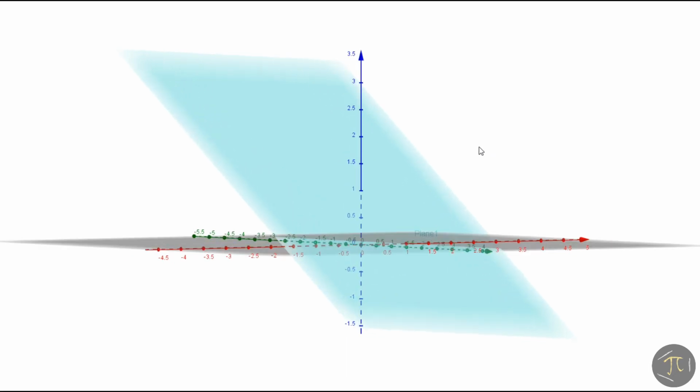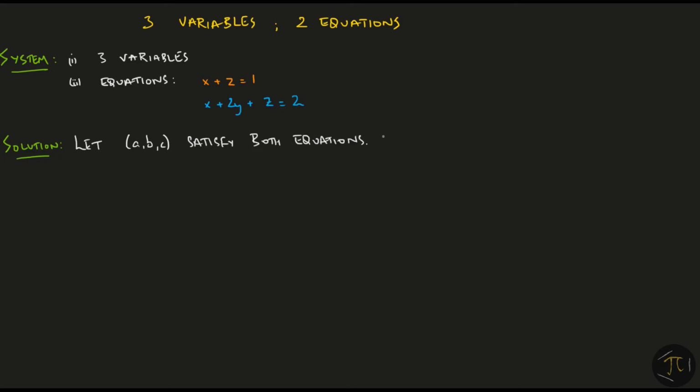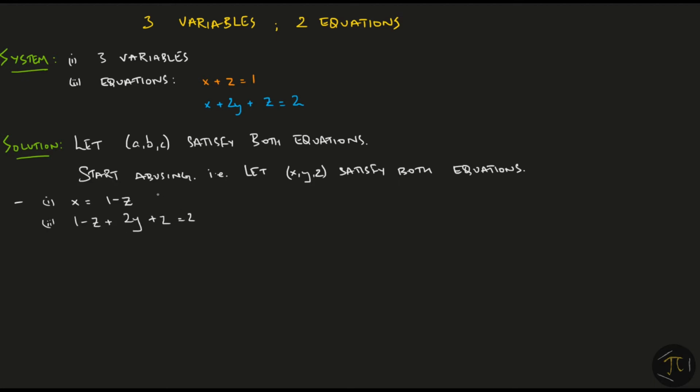Things start to get complicated when you add another equation in your system, like x plus 2y plus z is equal to 2. As usual, we should assume that a, b, c satisfy both the equations, but from now on, I will start abusing notation. That is, I will start assuming that x, y, z satisfy both the equations. From the first equation, I can write x in terms of z and substitute it in the second equation to get y equal to 0.5. So we solved for one variable, but what about the other two?